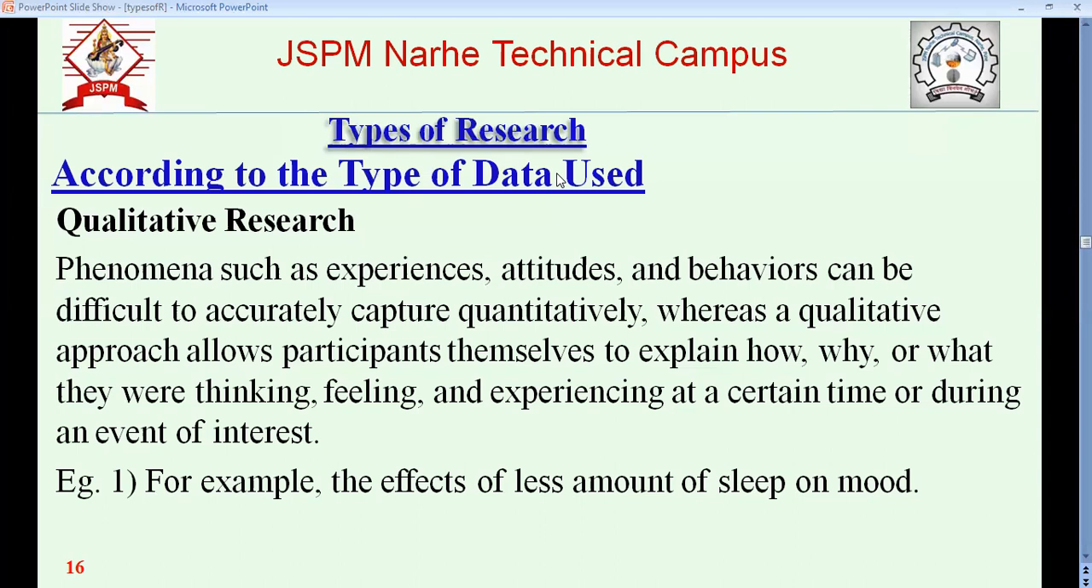Now in qualitative approaches, we allow participants to tell us how, what. So we have to ask a few questions like how, why, what they were thinking, feeling, and experiencing at certain time or during that particular event.